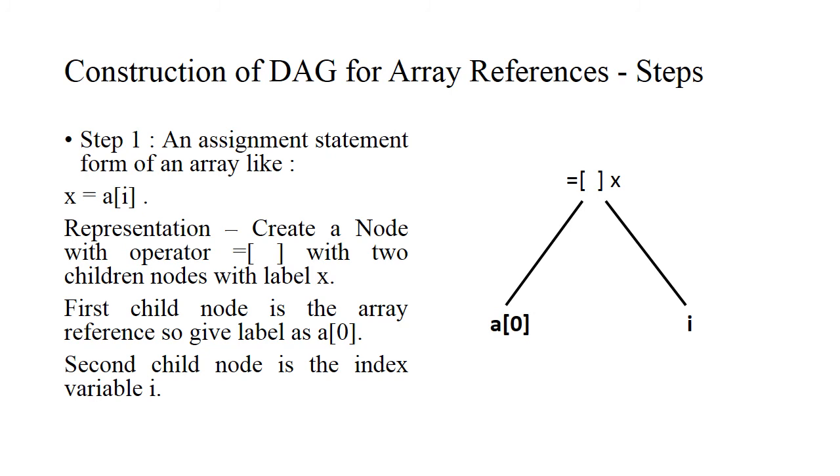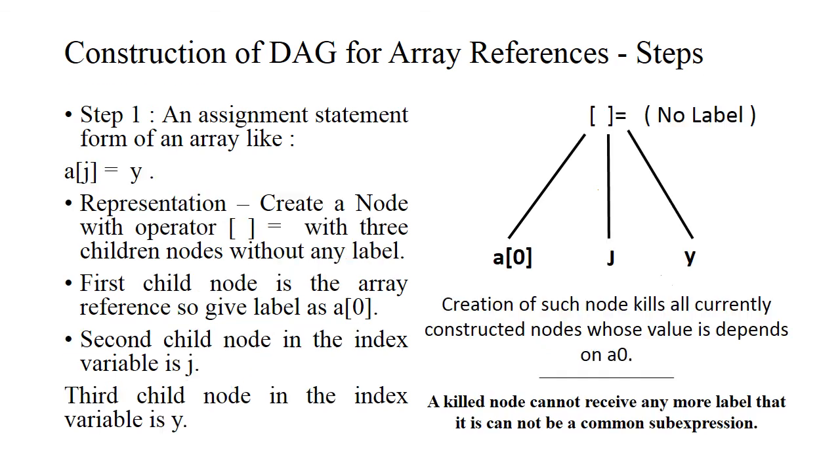Now step number 1, suppose we have an instruction like this. On the right hand side there is an array. So we have to use this particular operator, equal and the opening and closing square brackets. And then we have to give the label x, because this value is going to be stored into x. We have to add then two children nodes. First child node for representing the address of the array. Now here we have to assume the value of i starts from 0. So a of 0, and we have to add one more node, that is the index variable i.